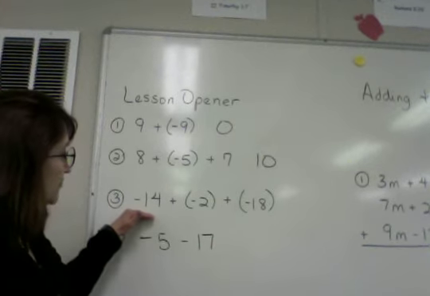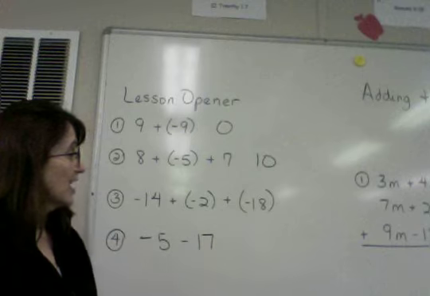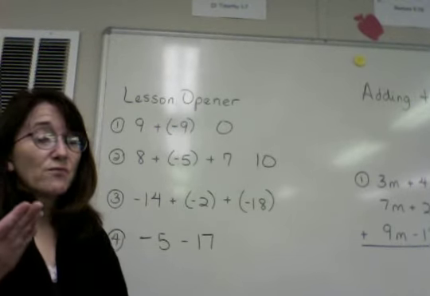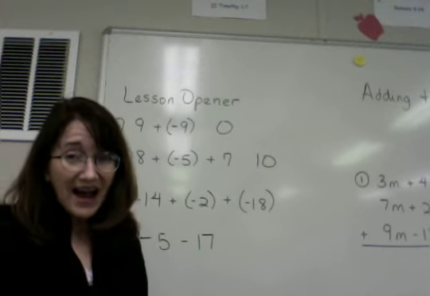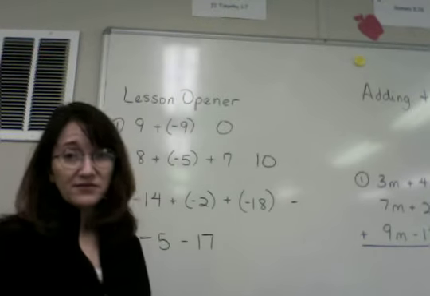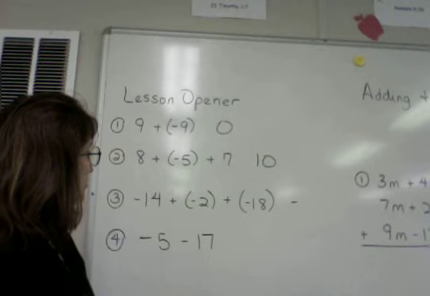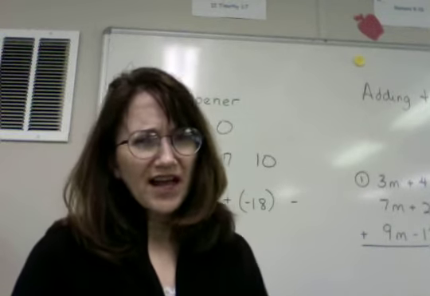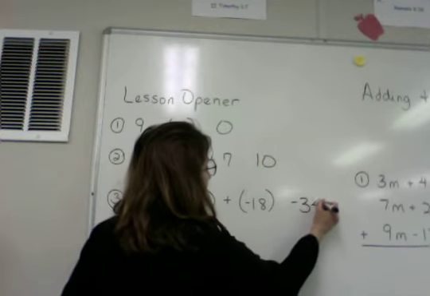Now let's look at our next one. So I have a negative 14, adding a negative 2, and adding a negative 18. My signs are the same. So my rule for integers, if my signs are the same, are to simply add and then keep the sign. So it's going to stay negative, right? So a 14 to a 2 is going to be a 16. Then 16 to 18 is going to add up to be a 34. So that would be a negative 34.